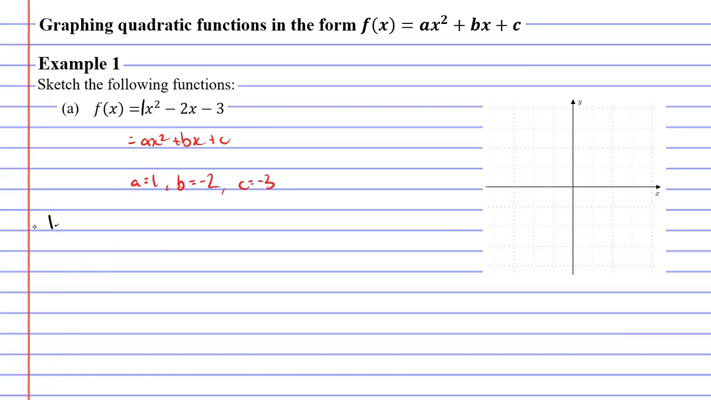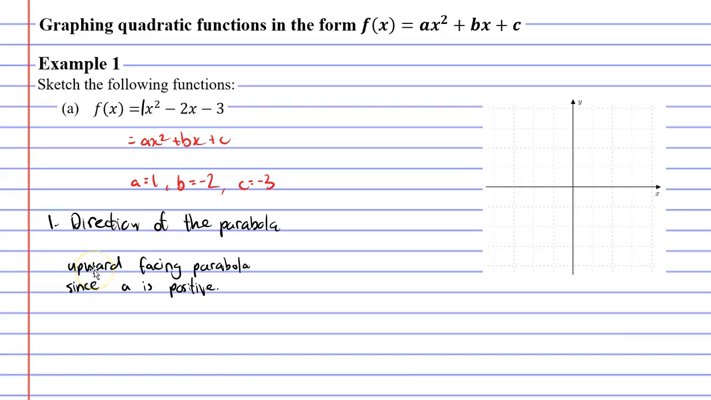So the first thing we're going to look at is the direction of the parabola. We need to look at what a equals. A equals +1, and when it's positive, it's going to be an upward facing parabola. So we'll make a little note to ourselves that it's an upward facing parabola because a is positive.